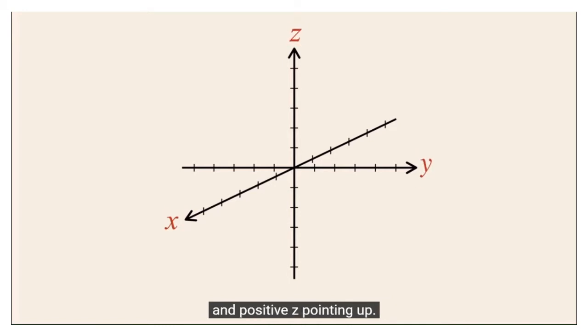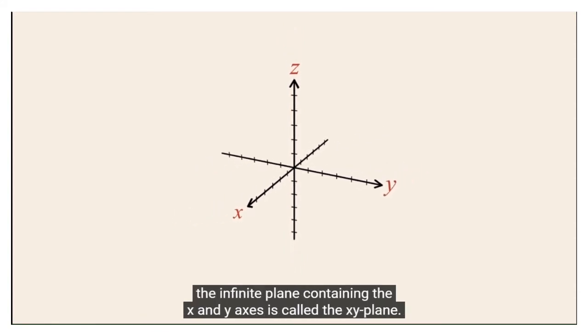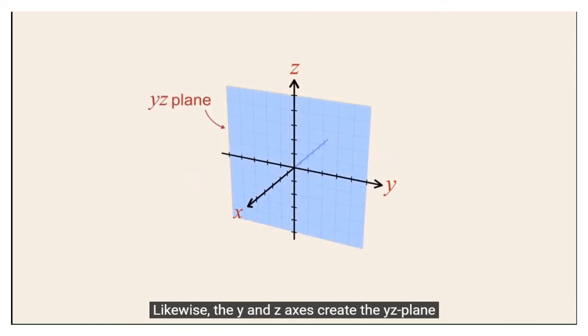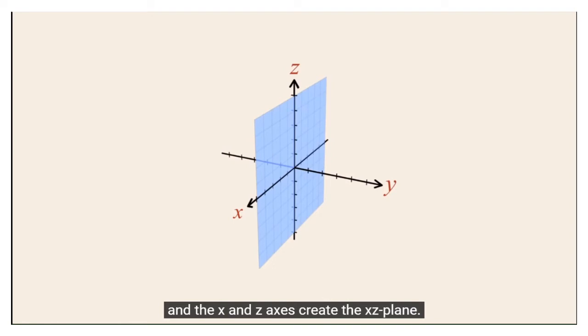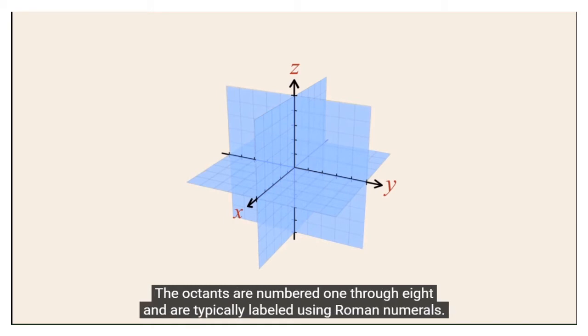In 3 dimensions, just as in 2 dimensions, the infinite plane containing the x and y axes is called the xy plane. Likewise, the y and z axes create the yz plane, and the x and z axes create the xz plane. These 3 planes divide the Cartesian space into 8 regions called octants. The octants are numbered 1 through 8 and are typically labeled using Roman numerals.